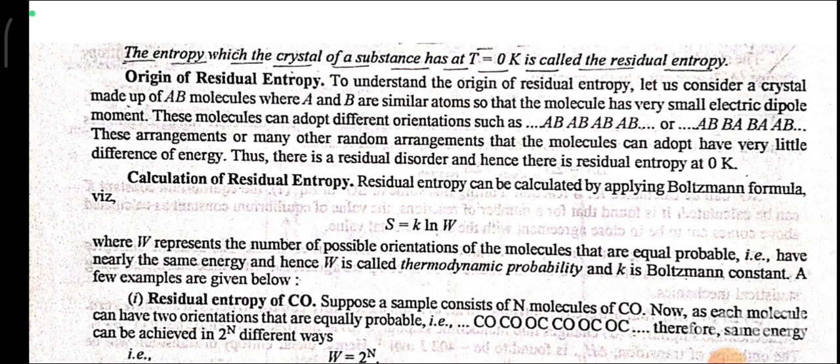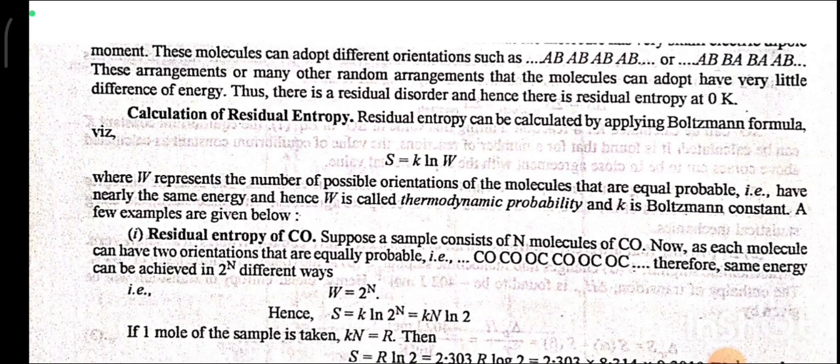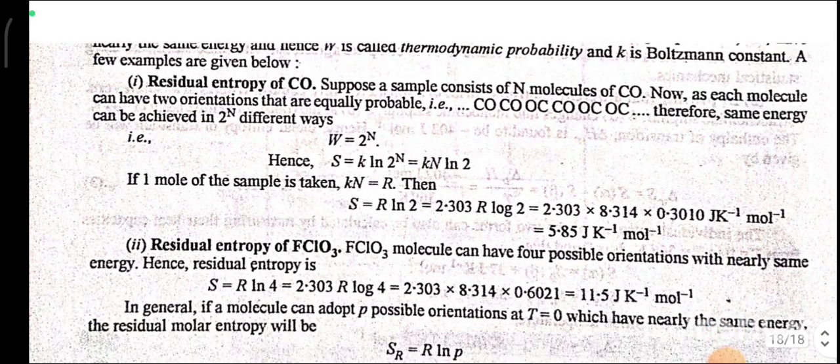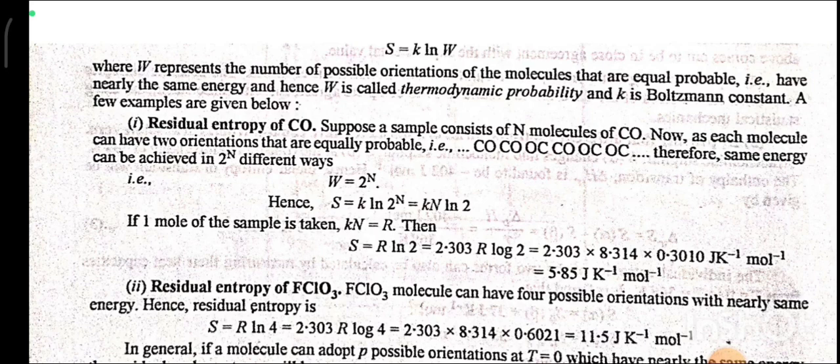The calculation of residual entropy is done by the formula S equals k ln W, where W represents the number of possible orientations of the molecule that are equally probable, that is, have nearly the same energy, and hence W is the thermodynamic probability and k is the Boltzmann constant. A few examples of the residual entropy are given below.